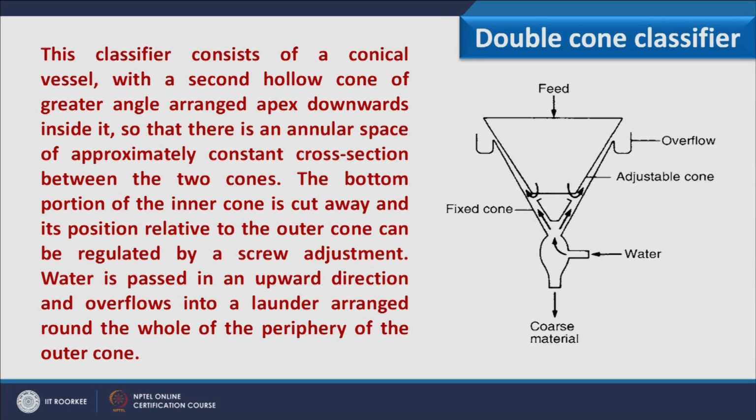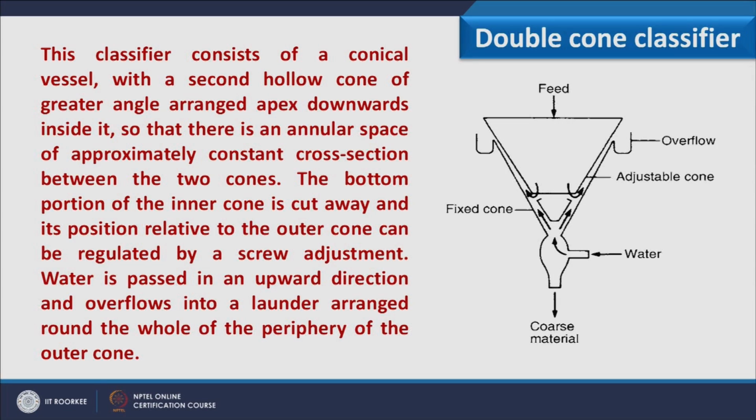Now, we have the double cone classifier. What is that double cone classifier? If you see here, we have two cones. One we call the outer cone, and the second is the adjustable cone, which is placed inside the first cone. Here the outer cone is a fixed cone and the inner cone is adjustable. How do we adjust this? It is adjusted in such a way that there must be some space between the two cones.